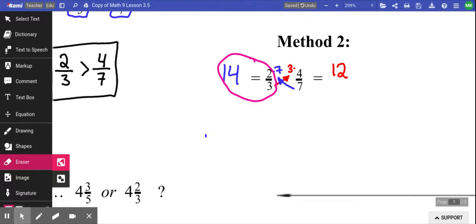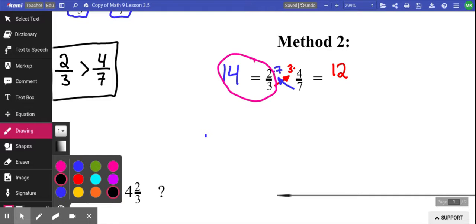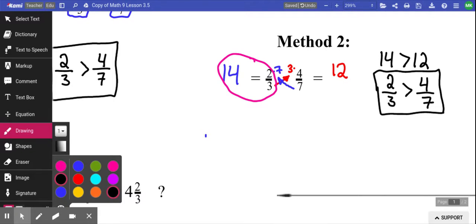Didn't want to use that color. I got that 14 is greater than 12. That means 2 over 3 is greater than 4 over 7. So you should multiply like 2 times 7. You got it. And then just compare those numbers that you get. That's definitely an easy way to do it, right?